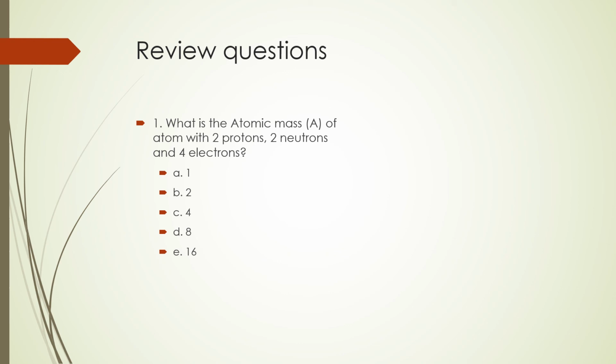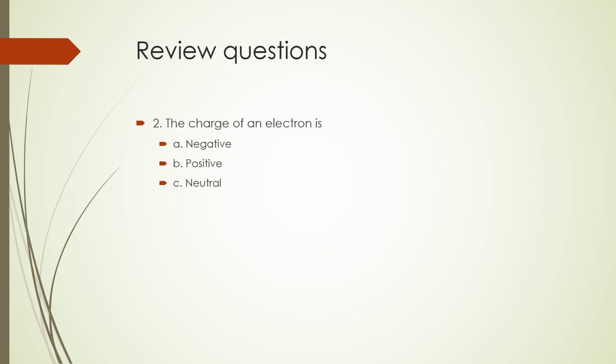First question: what is the atomic mass A of atoms with 2 protons, 2 neutrons, and 4 electrons? If your answer was C, that would be correct. Atomic mass or mass number is the sum of protons and neutrons, so that would be 4. Next question: the charge of an electron is... And you have a few choices. Negative is the first choice, positive is the second, and neutral is the third choice. The correct answer for the charge of an electron is negative.